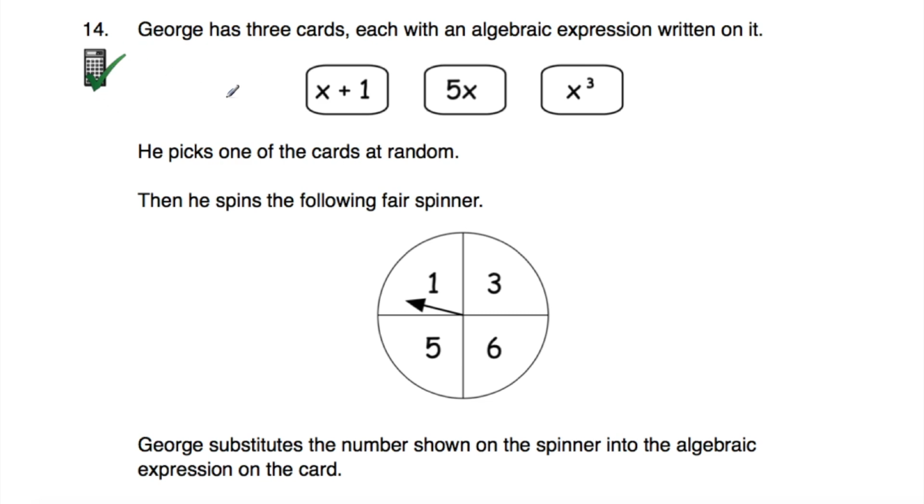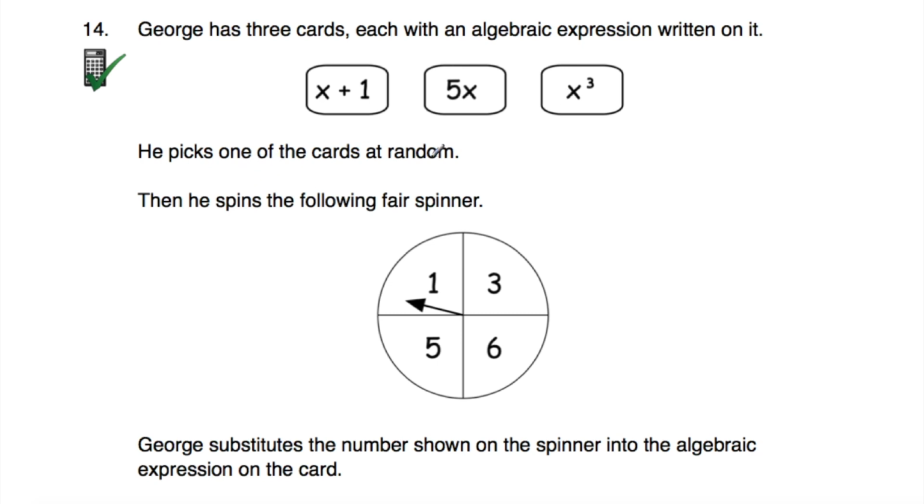So question number 14 says, George has 3 cards, each with an algebraic expression written on it. So they've got 3 algebraic expressions on these cards. We've got x plus 1, 5x, and x cubed. So this one means add 1 to whatever number x is. This one's saying take the number that x is and times it by 5. And this one's saying cube whatever x is.